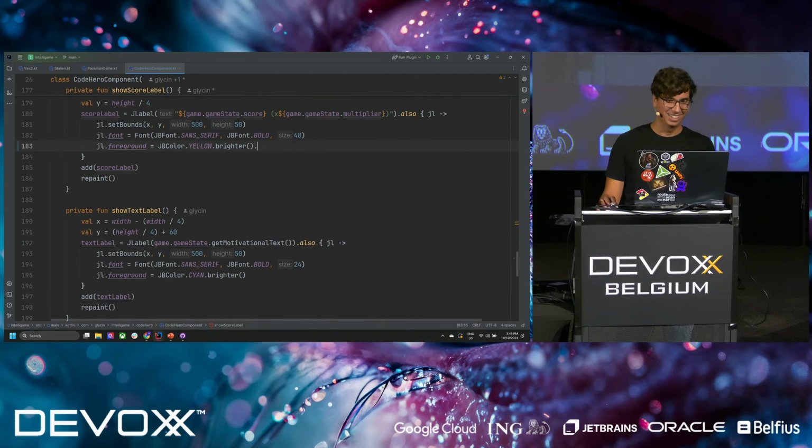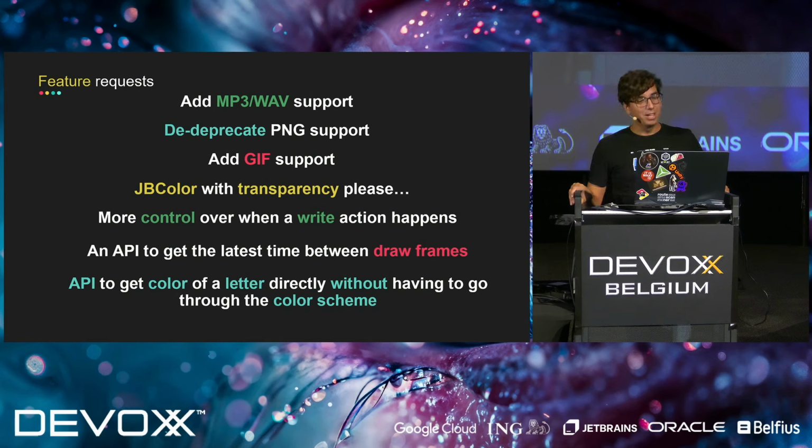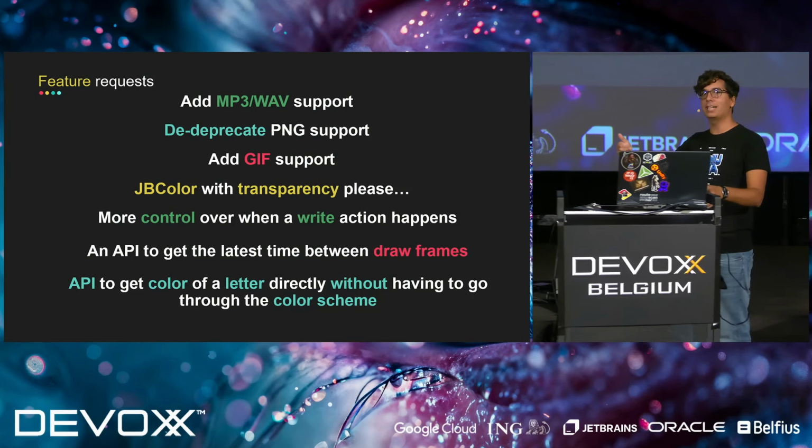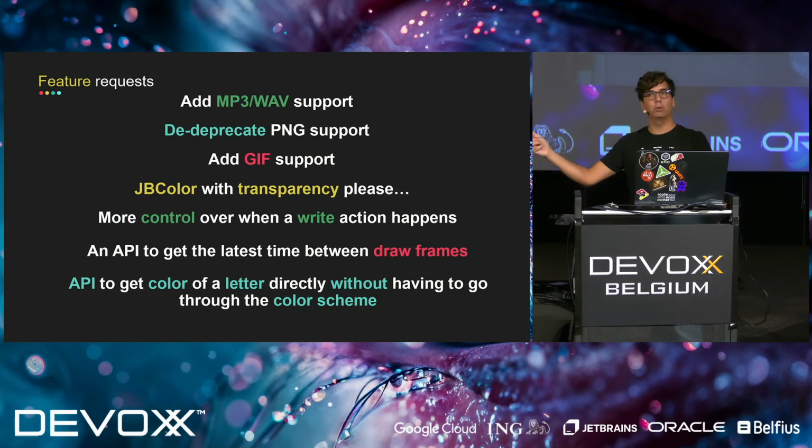And of course, for the love of God, can I please get an API that will allow me to get the color of a letter where my cursor is? Because right now, I have to go to the PSI field, ask it what kind of element it is, a field, a method name, a class name, whatever, then go to the color scheme and ask, okay, I have a class name here, what color is class name? And only then I know what color the letter is. So it would be nice if I could just have an API for that. Thank you.